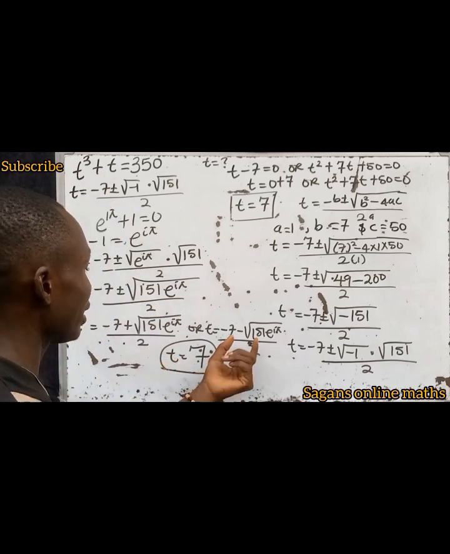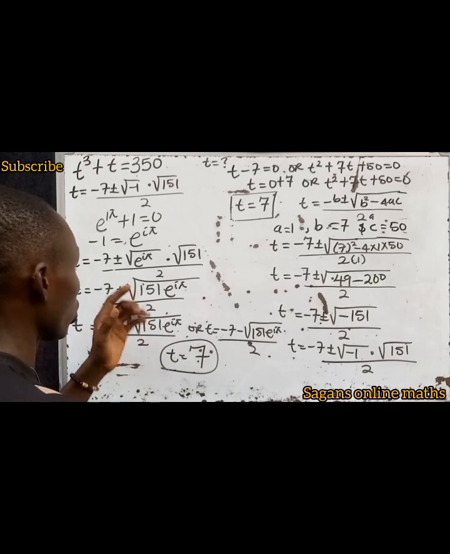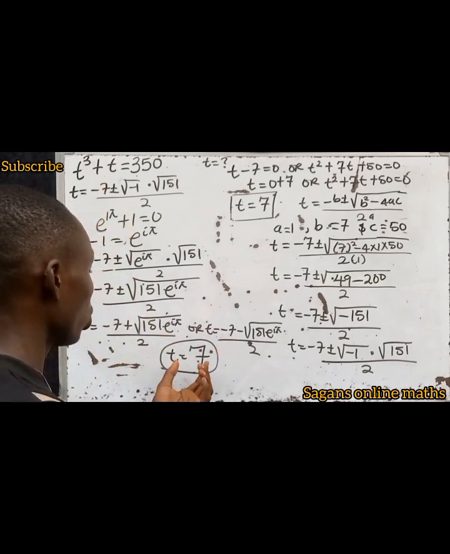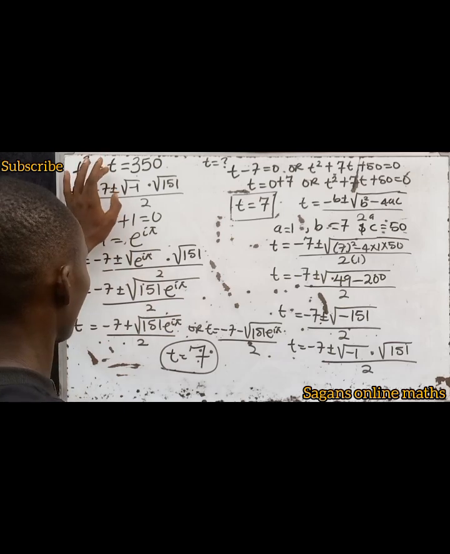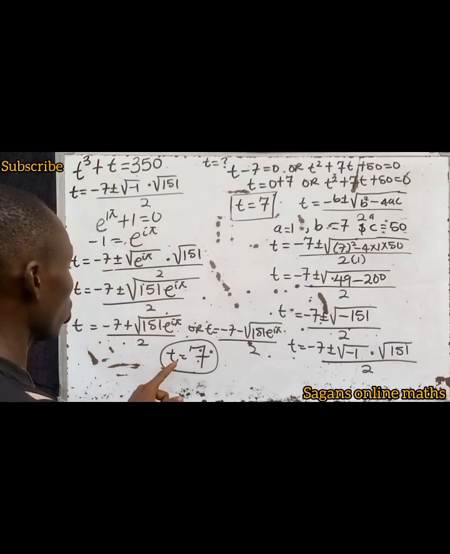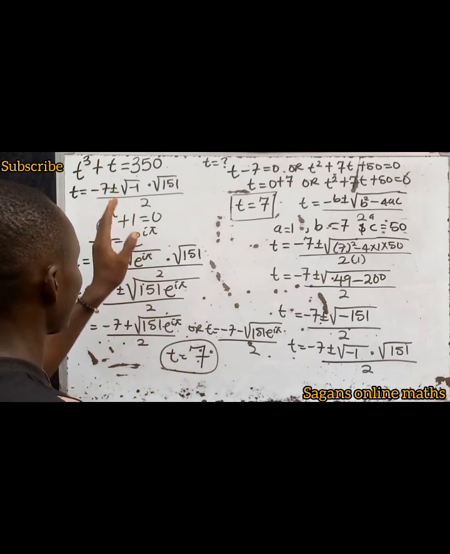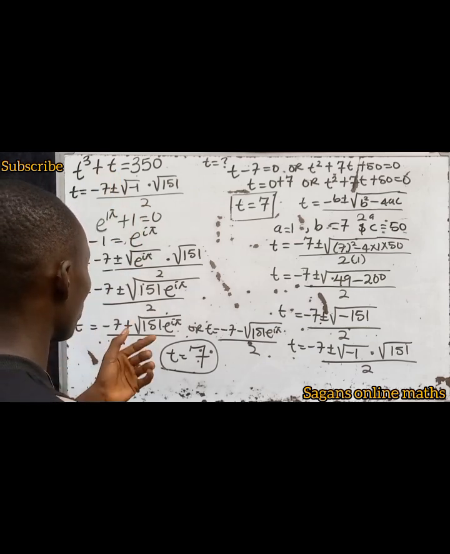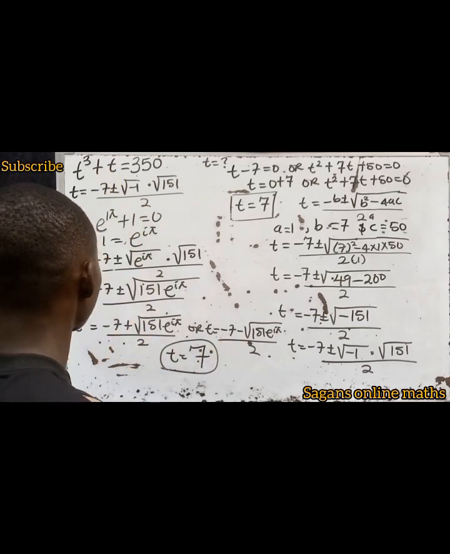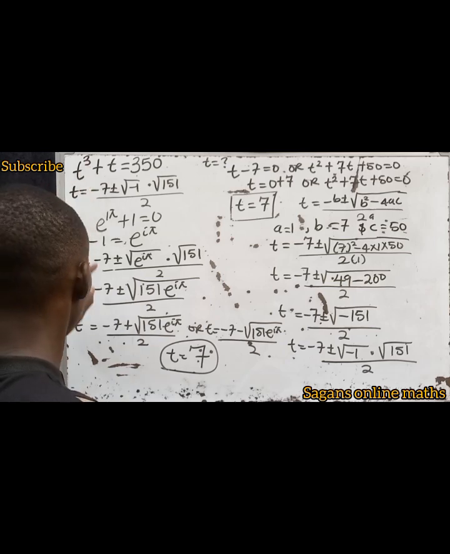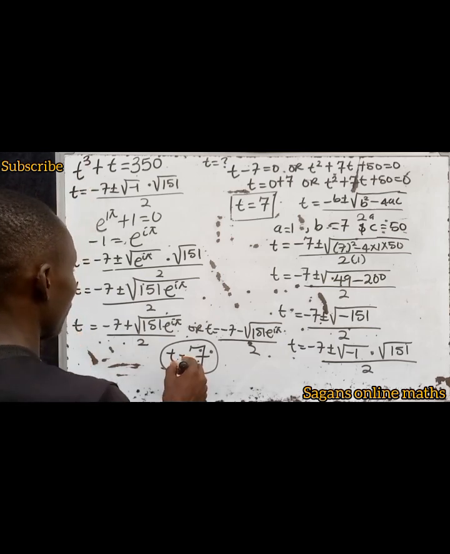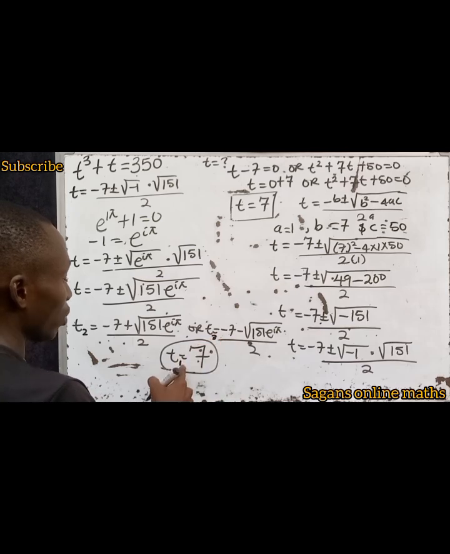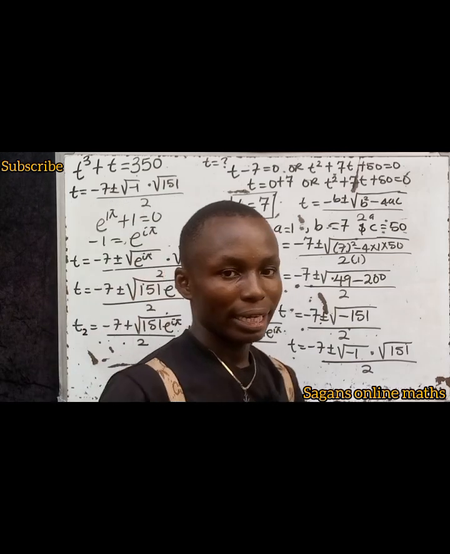Does it mean that when t is equal to this and when t is equal to this, it does not satisfy? Yes, because these are complex solutions. But this is the only real solution to this particular problem, because when t is equal to 7, it satisfies this equation. As you can see, t to the power of 3, this is the first t, this is the second t, and this is the third t. But when t is equal to 7, it satisfies this equation.